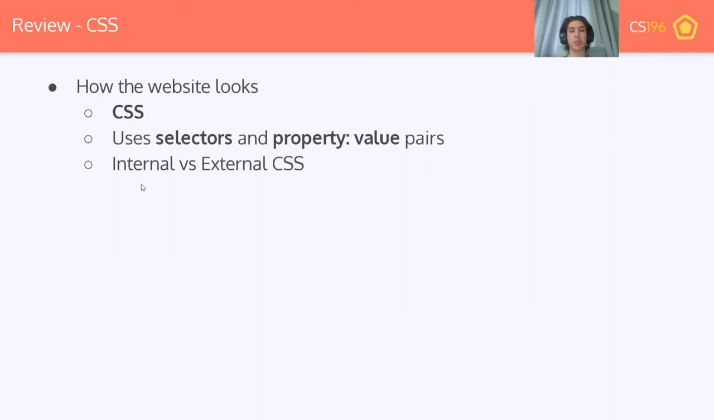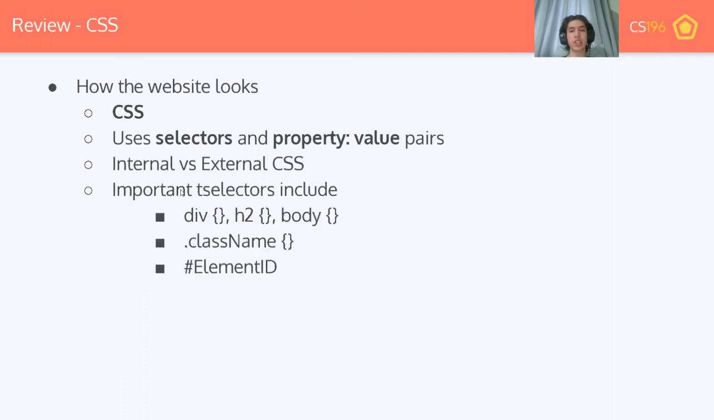We learned about the difference between internal and external CSS. And some important selectors include tag names, so just div, h2, body, stuff like that. And one thing to note here is, yeah, you can apply it to the entire body. You can select classes by prefacing it with a period and do .className. And then you can do element IDs, the IDs of an element, by prefacing it with a #.